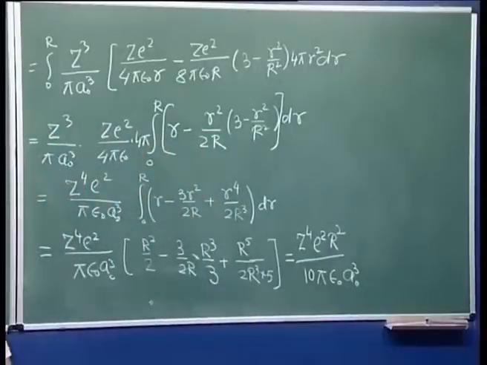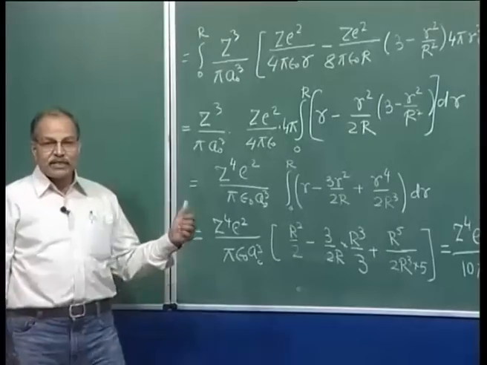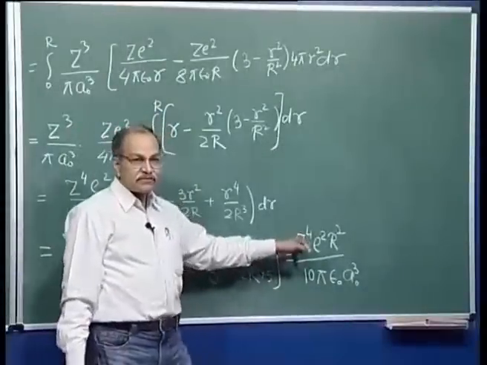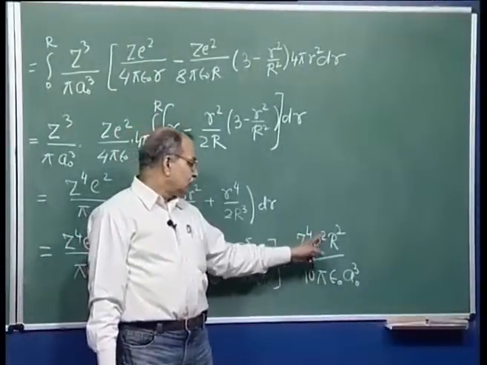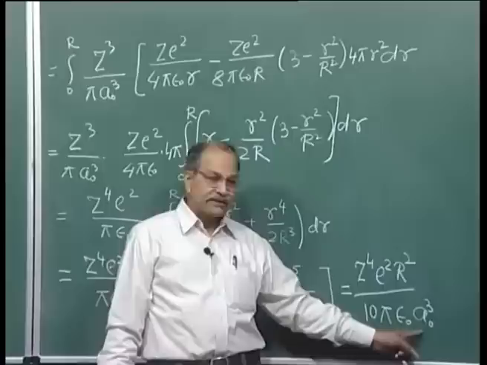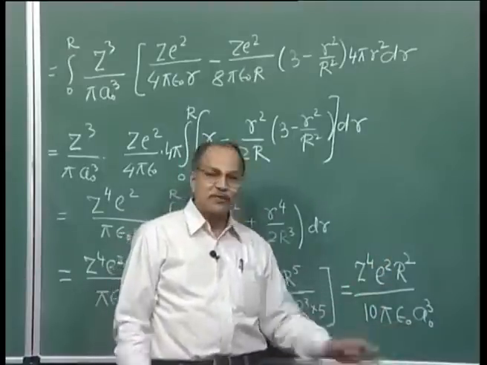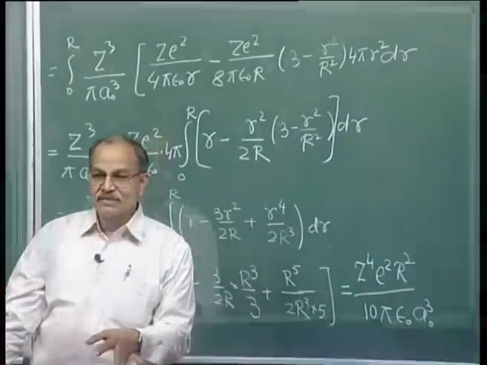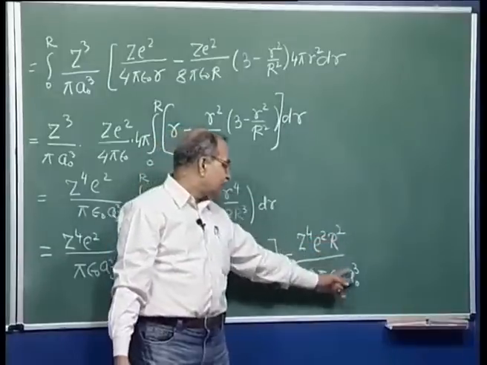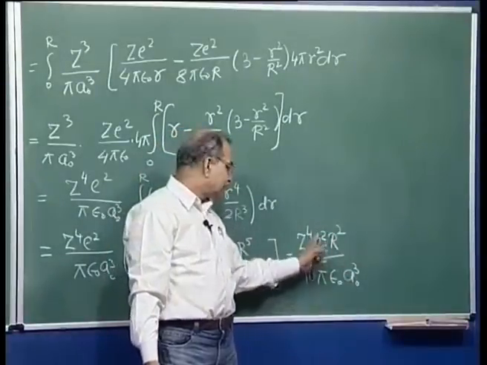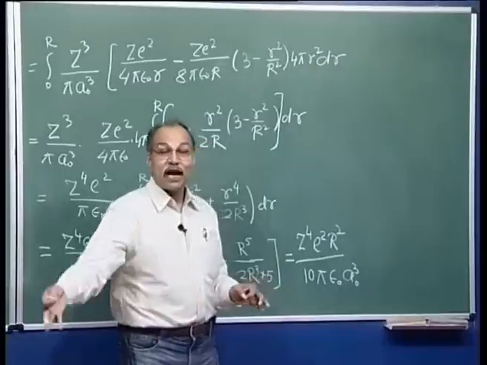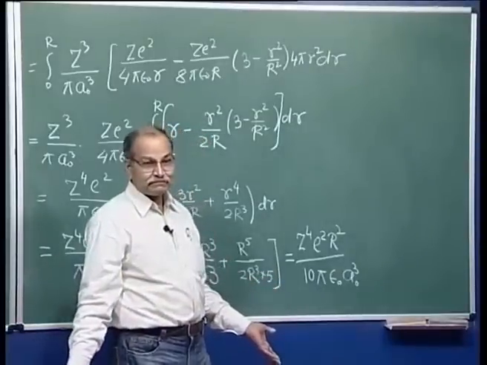Okay. Are the dimensions correct? This should be energy. What we are calculating? Change in energy. So, it should be energy. Check the dimensions. Z is dimensionless. Then it is e square by 4 pi epsilon naught and R square here, a naught cube here. So, 1 by length. This is dimensionless. This capital R square by a naught cube, 1 by length, e square by 4 pi epsilon naught R, that is the potential energy expression. So, it is energy.